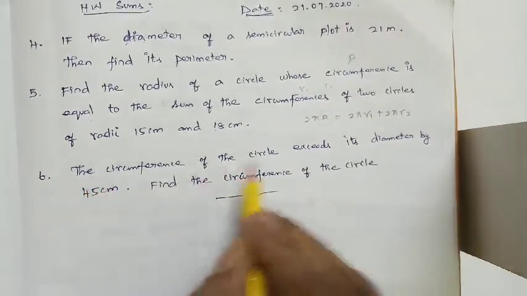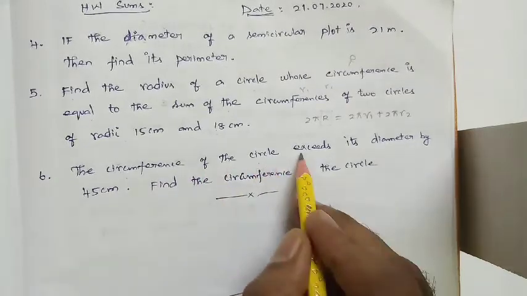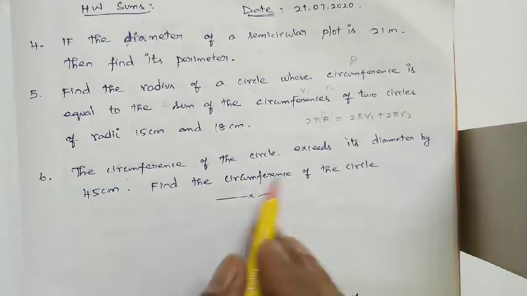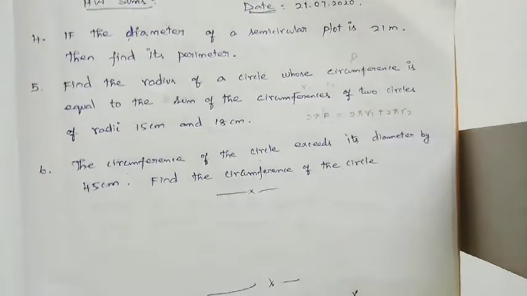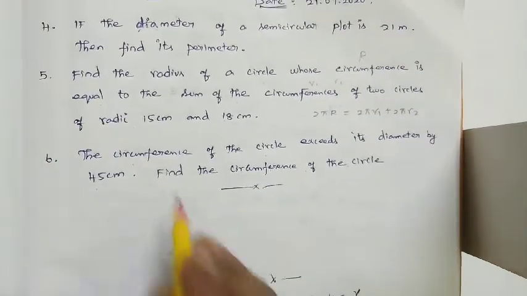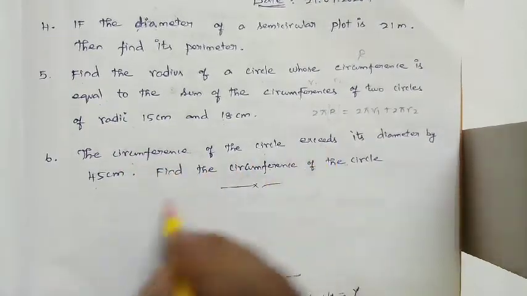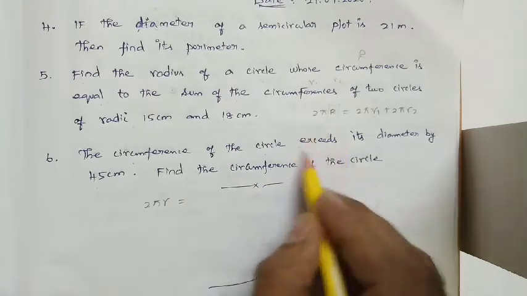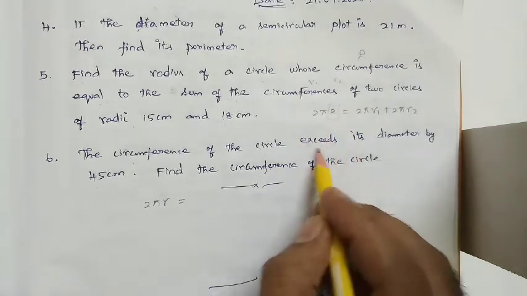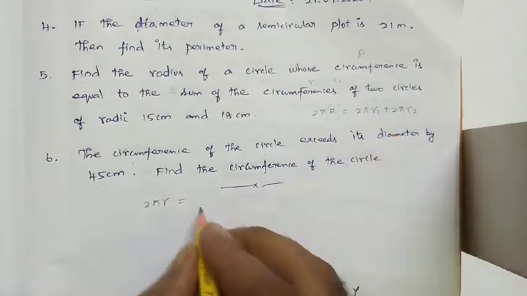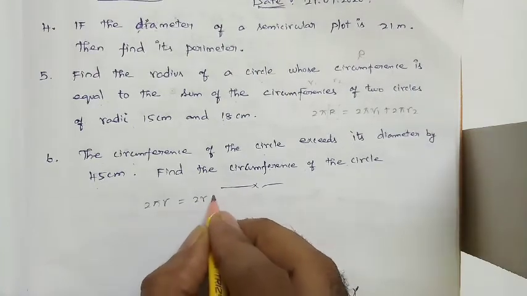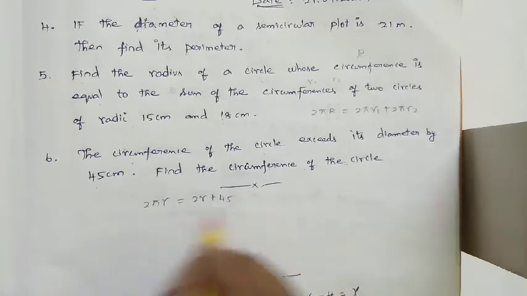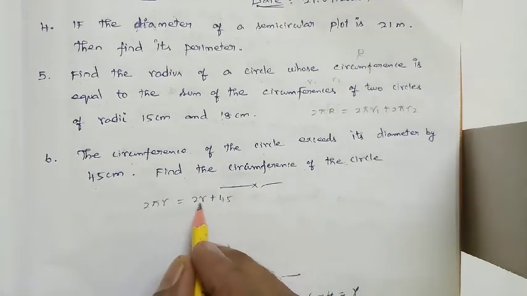Sum number 6. The circumference of the circle exceeds its diameter by 45 cm. Find the circumference of the circle. Here also they have given the condition. The circumference of the circle, that is 2 pi r, is equal to the diameter plus 45. Diameter is 2r, and it is increasing by 45 cm. So 2 pi r is equal to 2r plus 45. This is the equation.